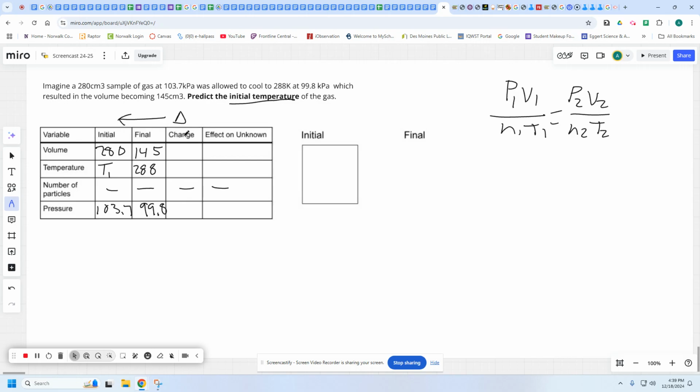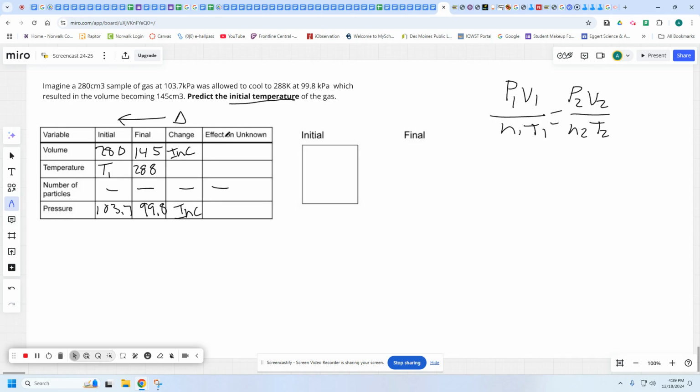So now we need to go through and do the change column. Now because this is asking for an initial temperature, we have to think backwards. So the change I'm going to fill out is actually for the final to the initial, unlike what we had done previously in class for most of the problems. So from 145 final back to the initial, that's an increase if we reverse this. When I look at the pressure, it ends up at 99.8, but originally is at 103.7. So if we think backwards, technically that might be an increase.